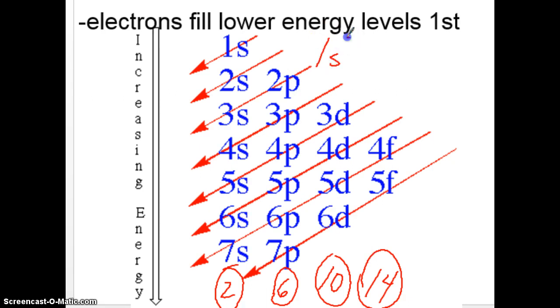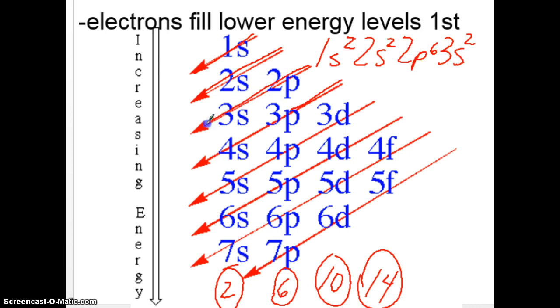We would go 1s2, 2s2, 2p6, 3s2. Okay, so I did 1s, and then I chose a 2. Next I went 2s, and again S always has a 2. Then I went to the P, 2p, and the P holds 6. Then I went down to the 3s, and again the S holds 2. And I stopped because I wanted to go up to 12. So if I add up this, plus this, plus this, plus this, I get 12.